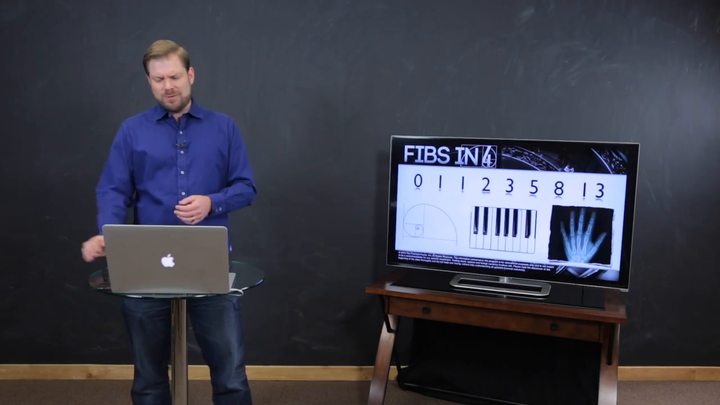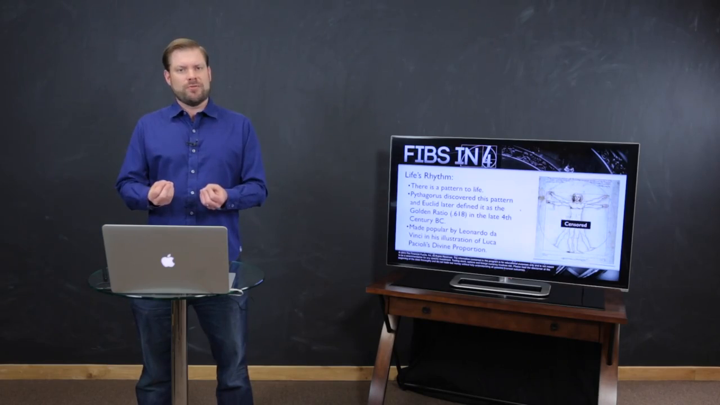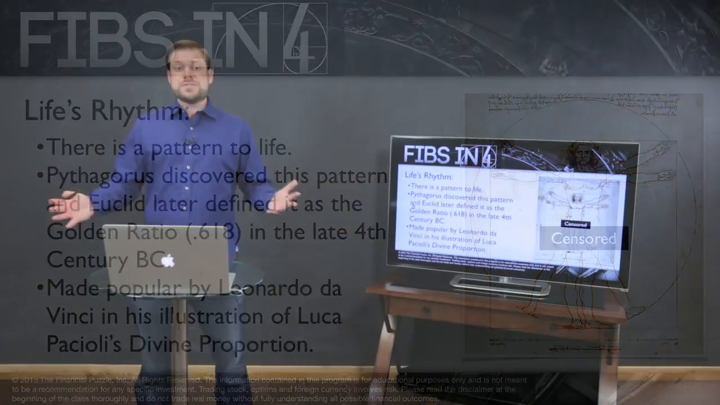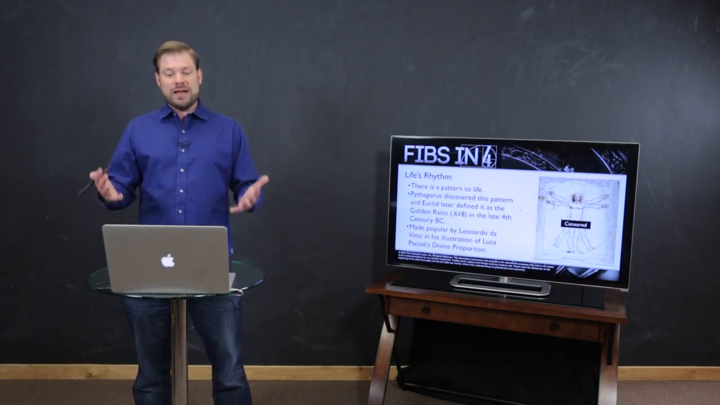So what does all this have to do with the stock market anyway? Well, here's the bumper sticker for you, if we could boil this all down. Life has a rhythm. There's a certain pattern to life, whether it's through creation or through some other means. In fact, Pythagoras discovered this rhythm, and Euclid later defined it as the golden ratio, which is there on your screen, 0.618, in the late 4th century BC. So for thousands of years, we've been studying these ratios and how they relate to life.